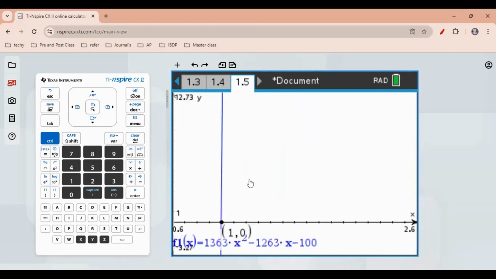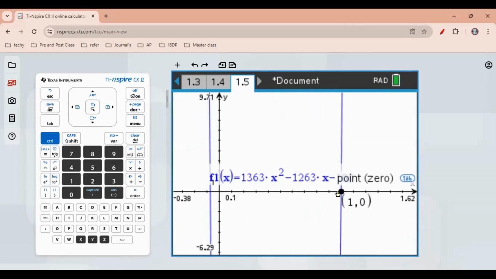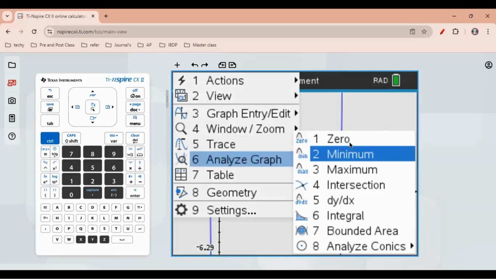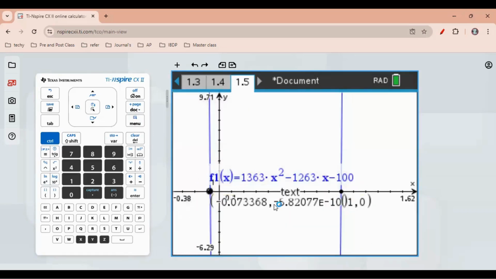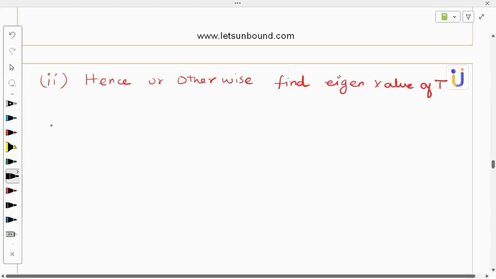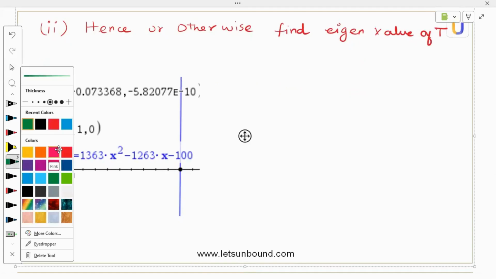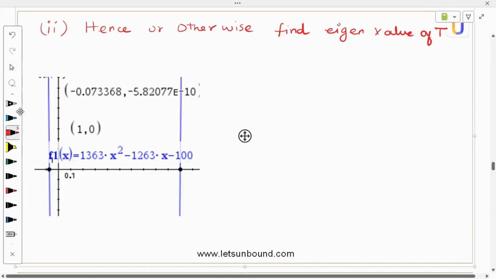It's 1, 0. Okay, so let's check for the other. This is 1, 0 and one more zero is over here. Again, go analyze graph, zero, and check here. So we got both the zeros listed, right? And that's simple. Now we can interpret our result. Moving forward. So the eigenvalues from the GDC, I got these. I just graphed the characteristic polynomial and found the zeros.